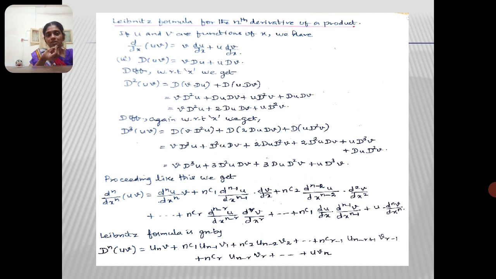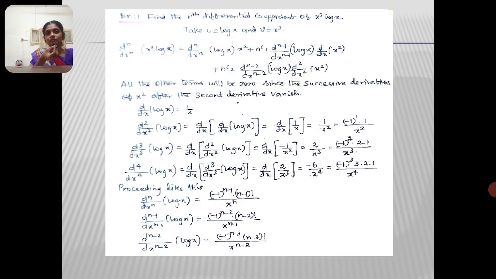So proceeding like this, we get d power n of uv equal to un v plus nc1 un minus 1 v1 plus nc2 un minus 2 v2 etc., up to u into vn. Using this Leibniz formula, we solve some of the problems.